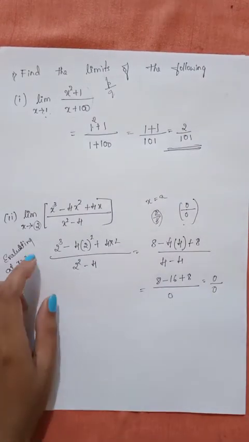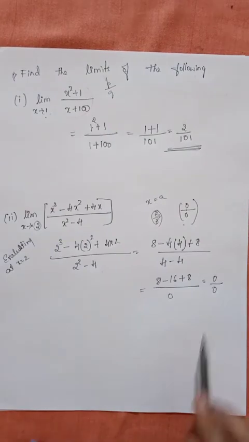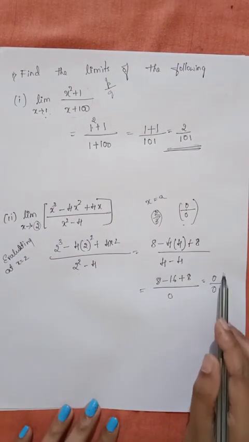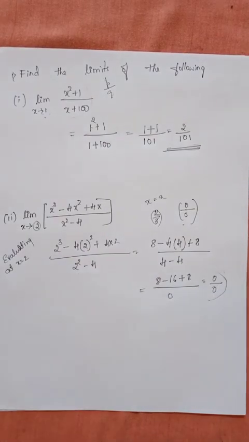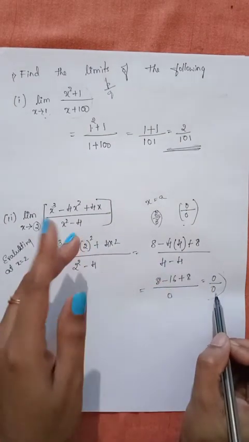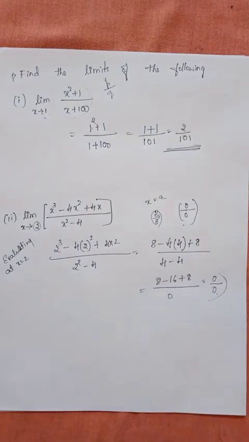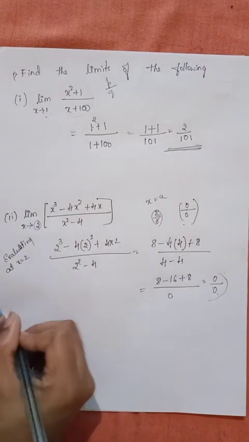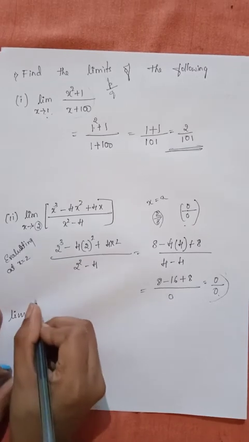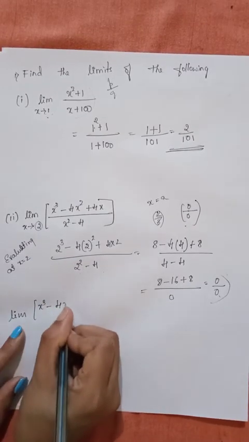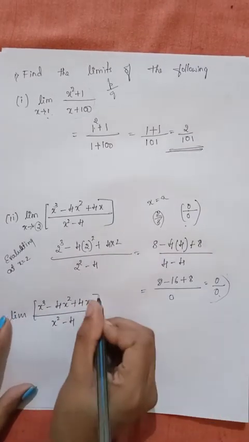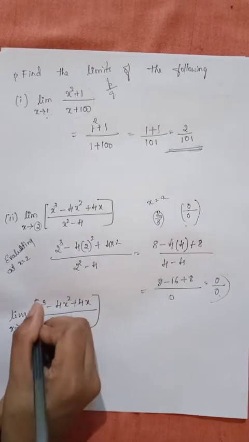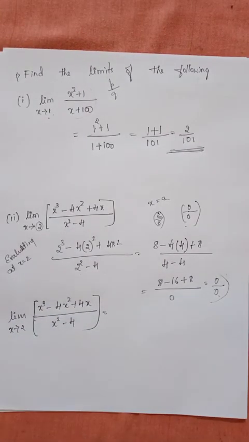So what did we get when we applied x is equal to 2 directly to this function? We got the form 0 by 0, which means it is not defined. So in this case, whenever you put x is equal to a and you get this form 0 by 0, you just have to modify your method. What you have to do? Take that function again. Do not apply x is equal to 2 directly, but make some changes over there, as x tends to 2. What is the change you have to do?